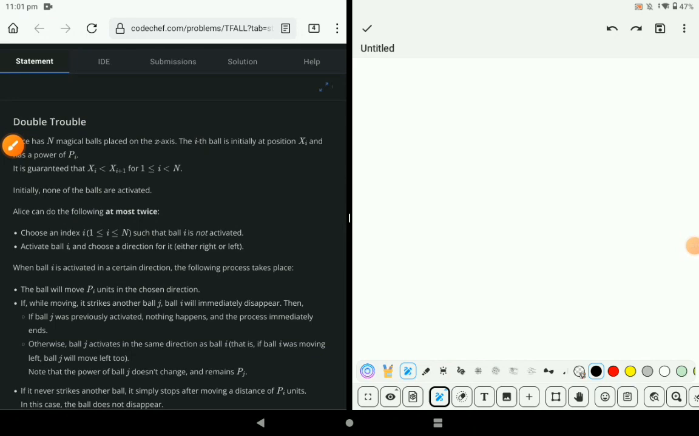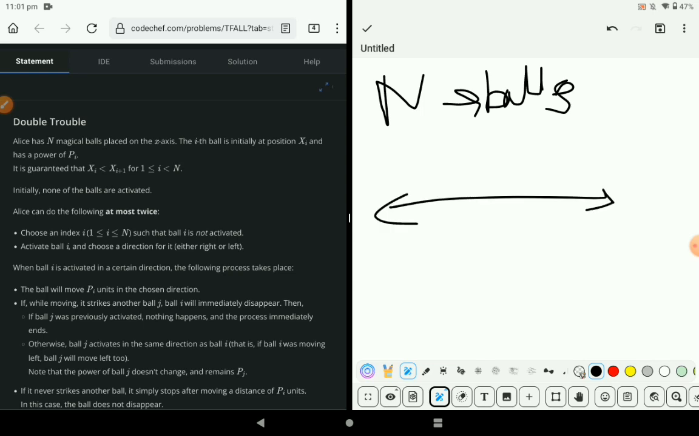The problem is Double Trouble. Basically, the problem statement says that Alice has n magical balls, n balls, and they are placed on the x-axis. The ith ball is initially at position xi, and it has power of pi. Is that clear?